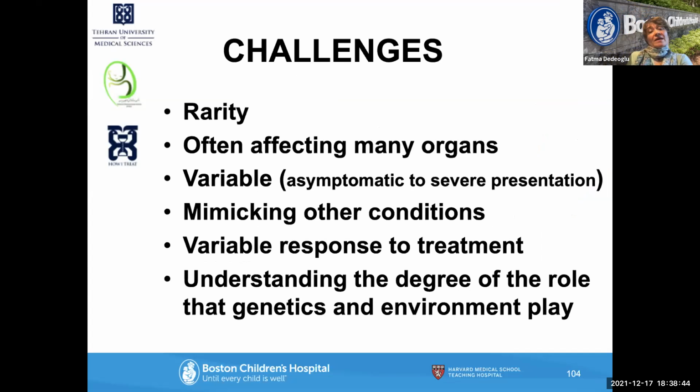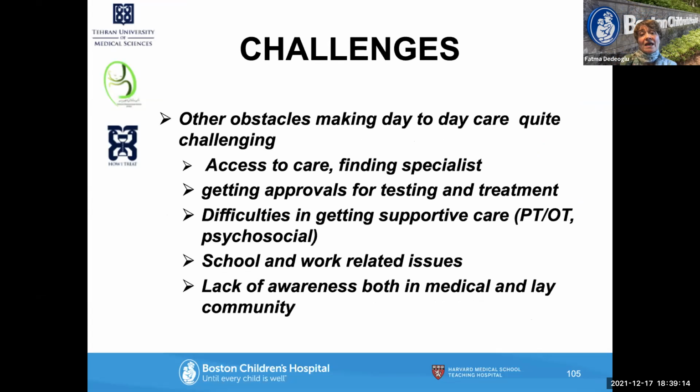And then I think there are a lot of challenges due to the rarity. Again, that's why it's very important to collaborate. It affects many organs, immune system, inflammation, and it is very variable even in the same family. So it's hard to connect the dots even in the family sometimes. It can mimic many other conditions. The response to treatment is different even in the same pathway. And the genetics and environmental role we need to work on.